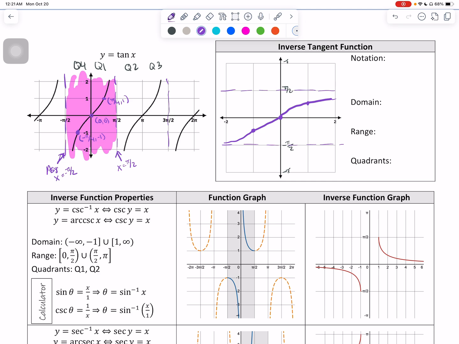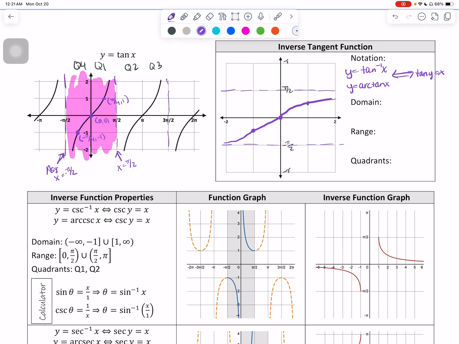Okay. So the notation for this one is very, very similar to the others. y would equal tangent to the negative first power of x, or y would equal the arctan of x. And again, this is tangent y equals x.